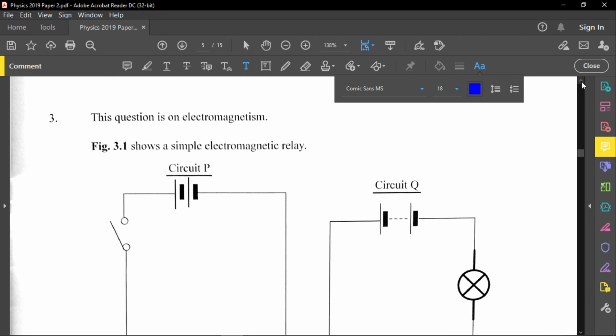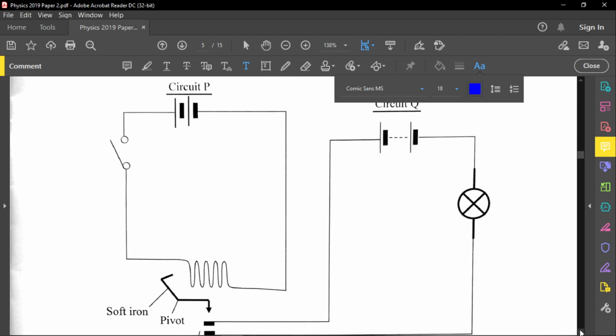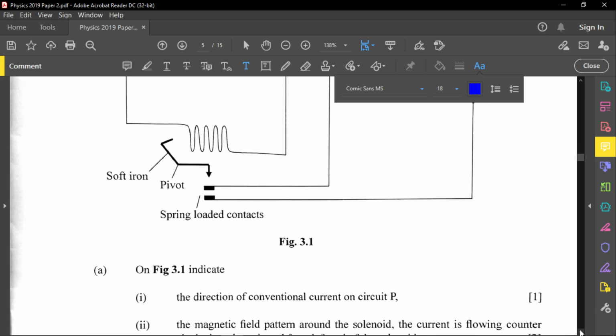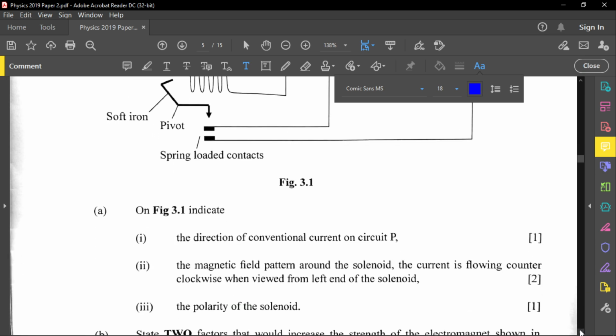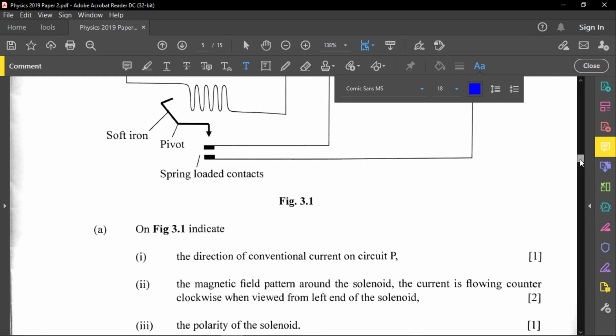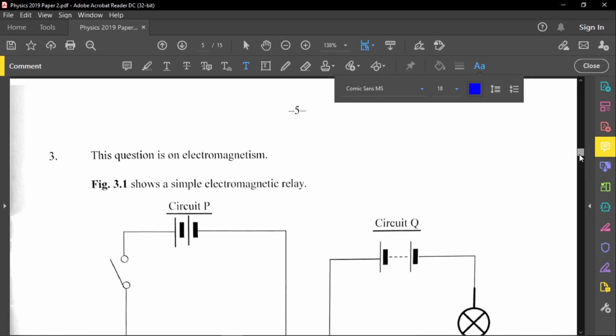Now, this question is on electromagnetic magnetism. Here it said that figure 3.1 shows a simple electromagnetic relay. We have a circuit P, we have a circuit Q. On figure 3.1, indicate the direction of the conventional current on circuit P. So on circuit P, we want to talk about conventional current.